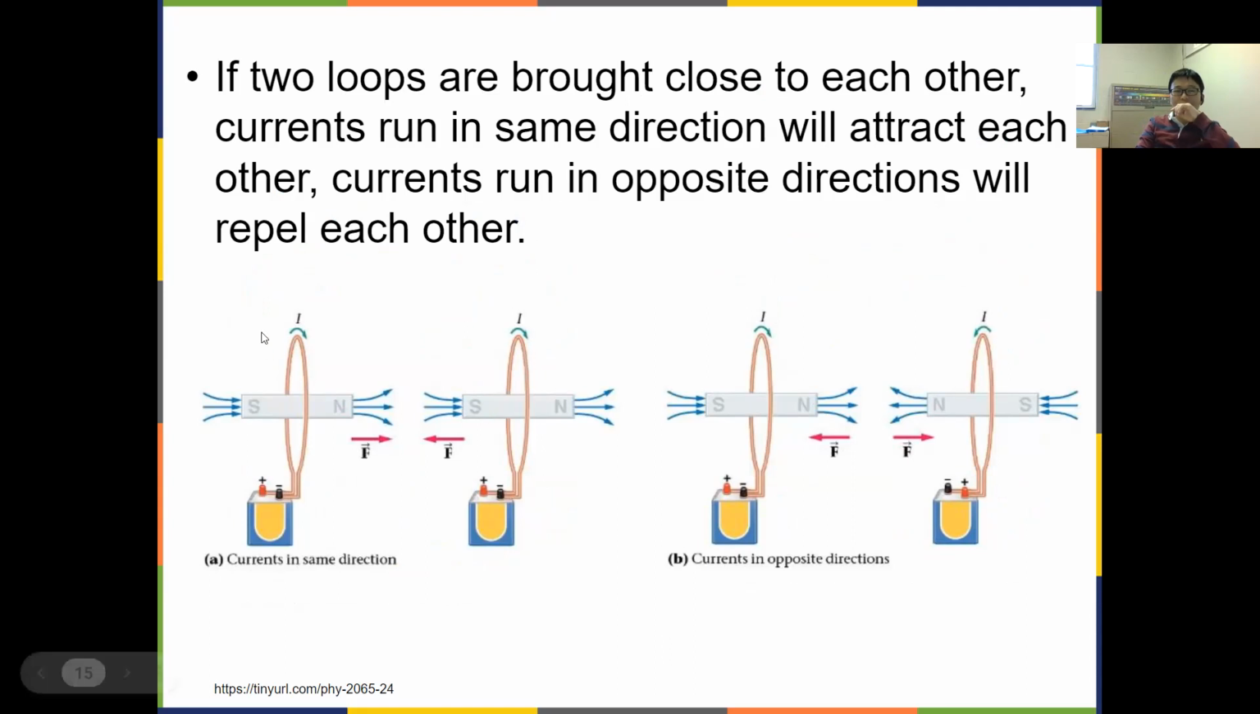If they are in the same direction, this is the bar magnet field of the first one, and this will be the second one. You'll see that they have south pole to north pole, so they will attract each other. So if the currents in the loops are in the same direction, they will attract each other. If they are in opposite directions, they will repel each other.